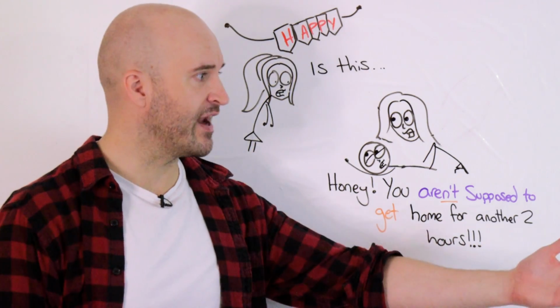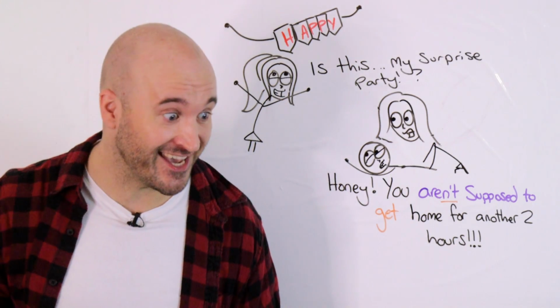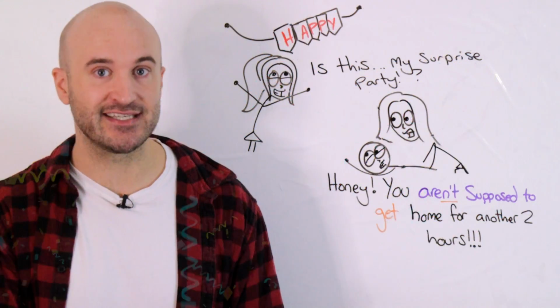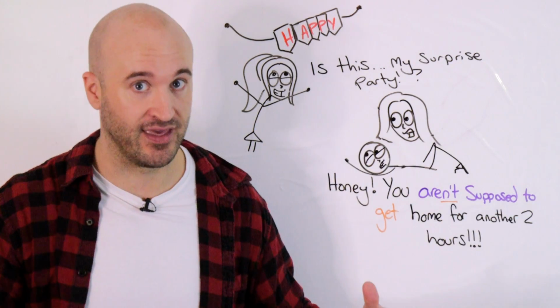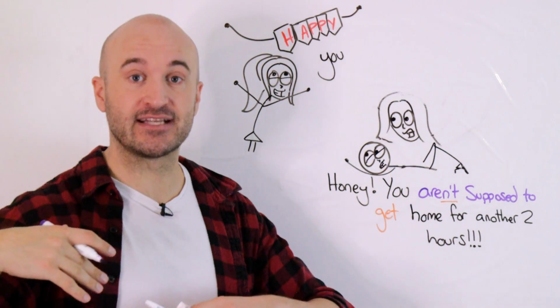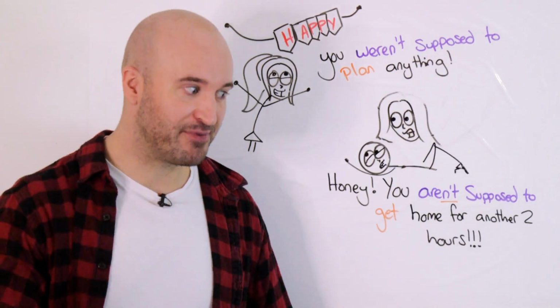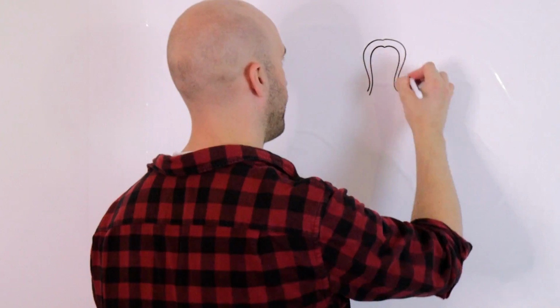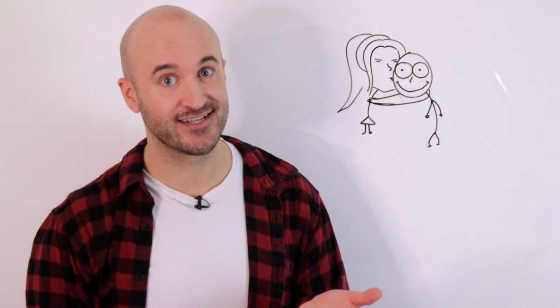You and my best friend? Is this my surprise party? Oh, she wants to say, I didn't expect you to plan anything. That was not the expectation. Remember, it's a past expectation, so you weren't supposed to plan anything. And she kisses you because you're an amazing boyfriend.